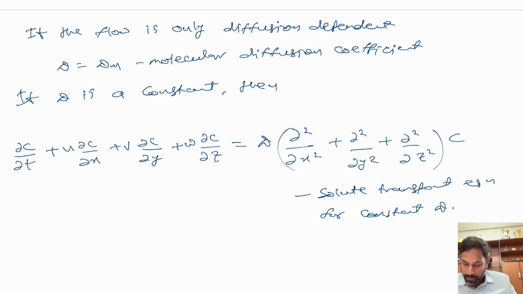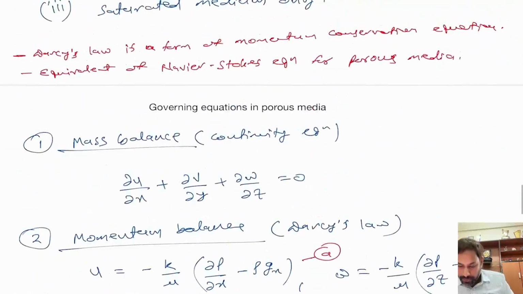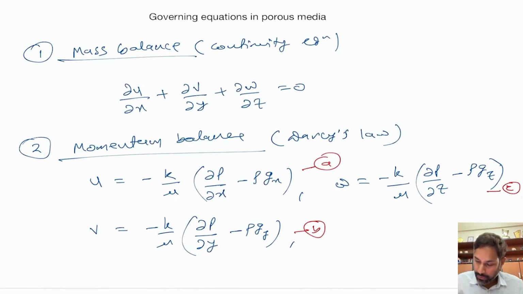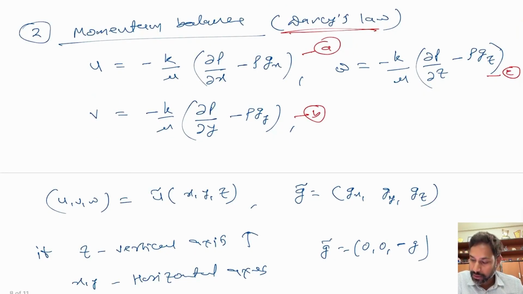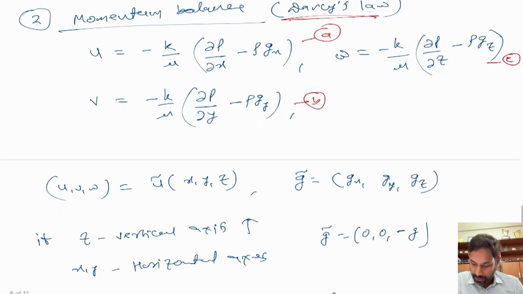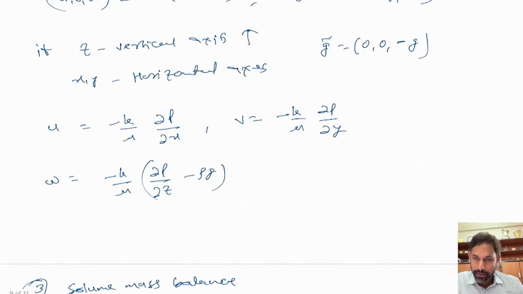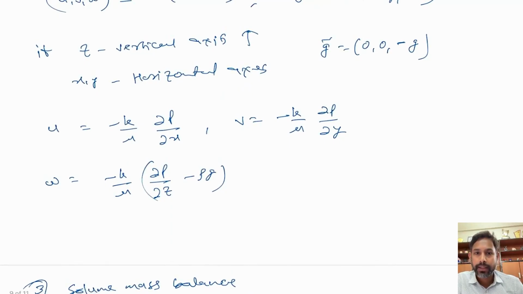So these are three set of equations which we usually use for porous media flow. So here the first equation obviously assumes that rho is constant. That's an assumption, right? And that's why you are able to take rho outside the derivative. So this is a continuity equation. And then in case of momentum balance, we are using basically the Darcy's law, and that defines velocity u, v and w depending on the pressure gradient in x, y and z direction, where g is the gravity, and depending on how you define your coordinates, you can get the value of g.